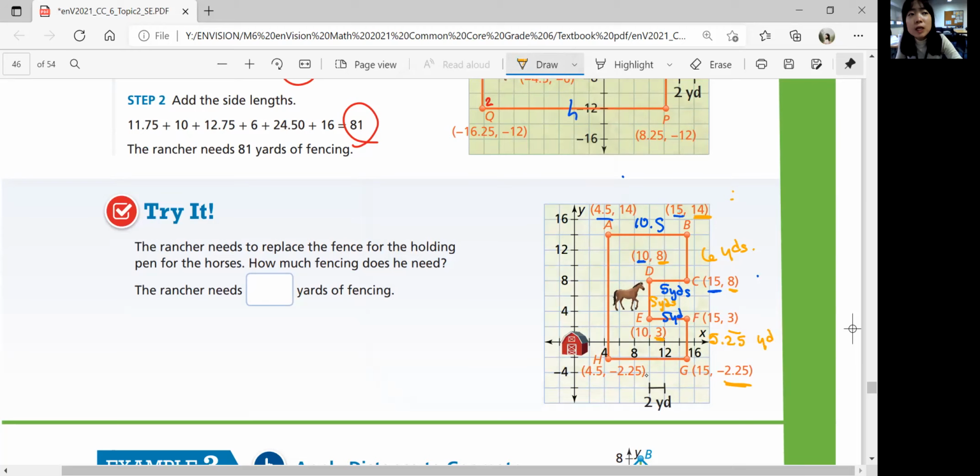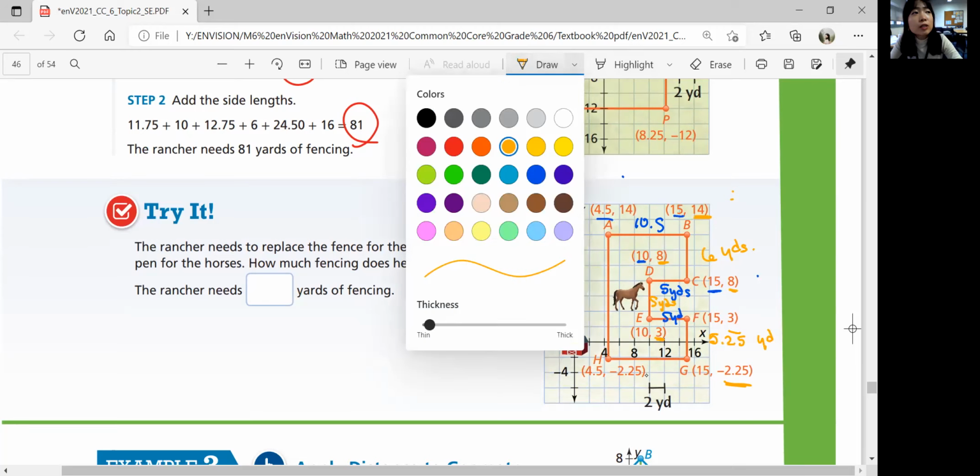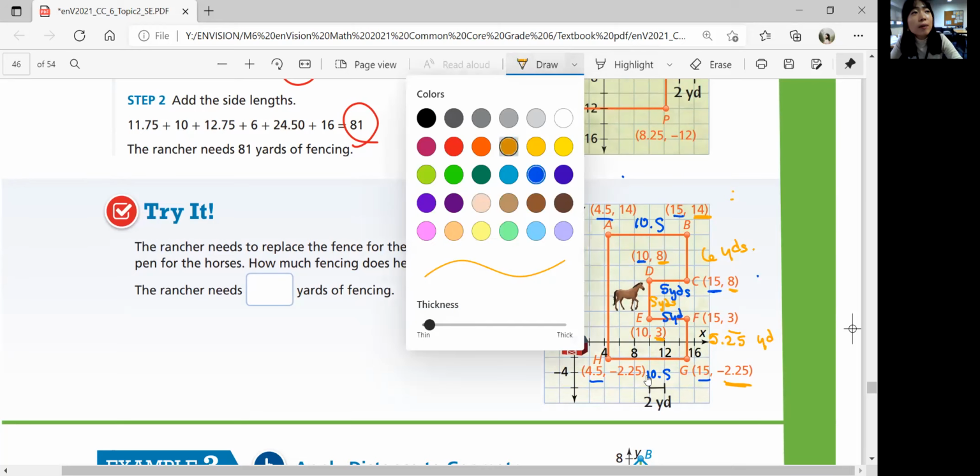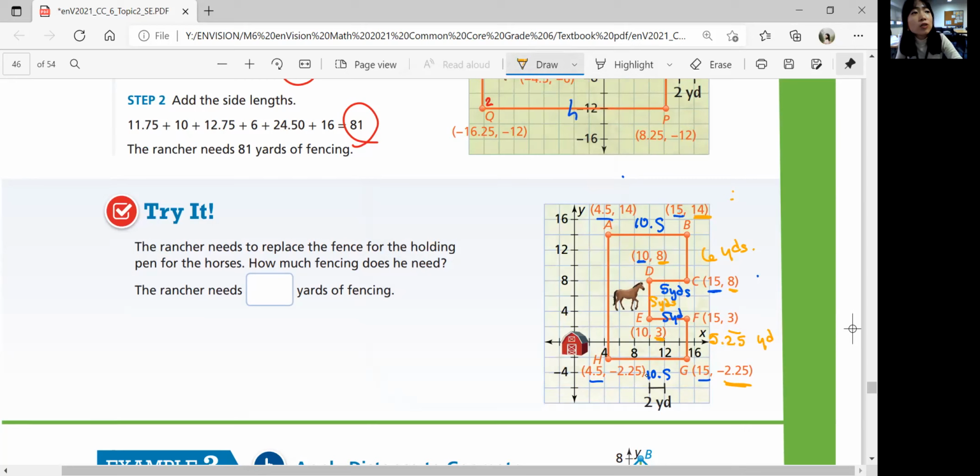What about H to G? They're in the same quadrant. So 15 minus 4.5, which is 10.5, same as A to B. And then lastly, H to A, back to point A. You use negative 2.25 and 14, and they're in different quadrants, so you add the absolute values of those two numbers, and you get 16.25.